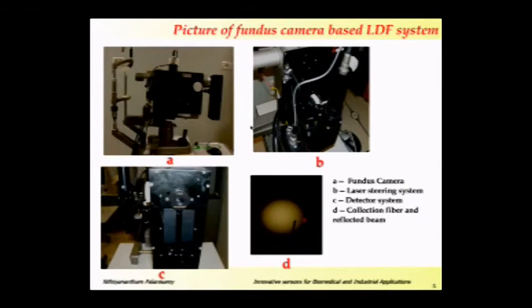This is a picture of the LDF instrument we are using for the choroidal blood flow measurement. Figure A shows the complete setup of the fundus camera. Figure B shows the laser steering system, which provides the laser beam to the human fundus. Figure C shows the detector system, which contains the ocular and collection optics. Figure D shows the illumination site viewed through the ocular, which contains the reflected beam and the fiber optics.